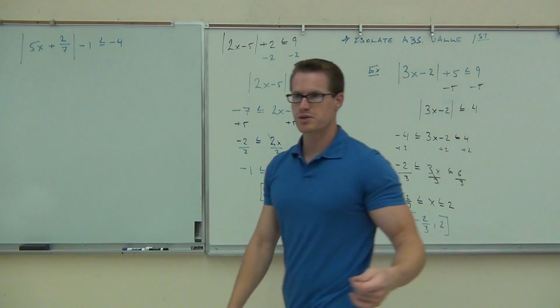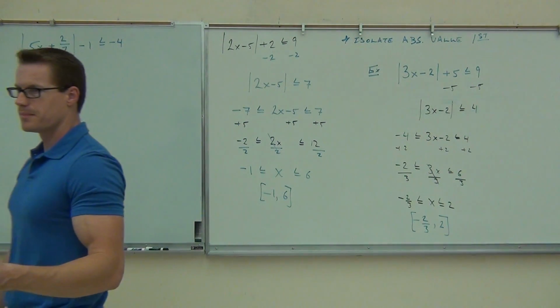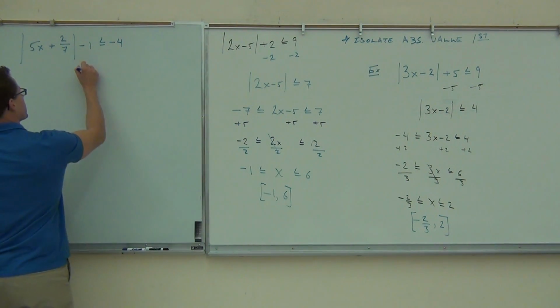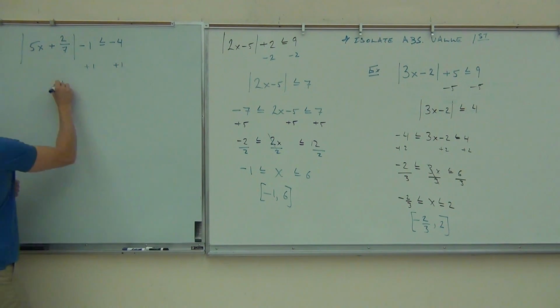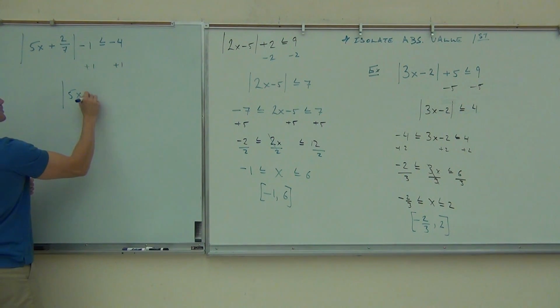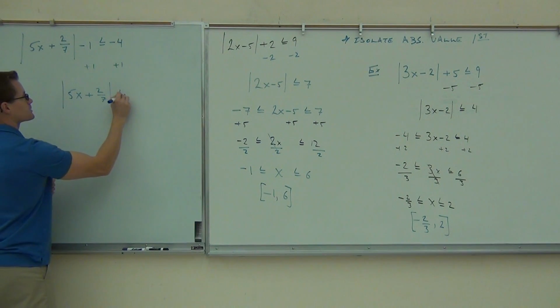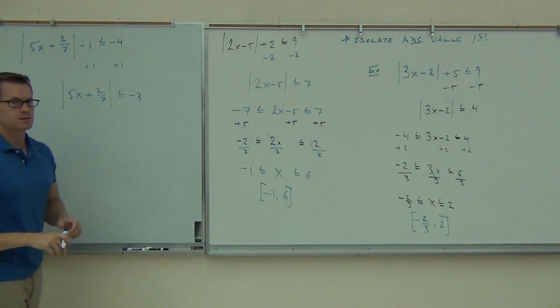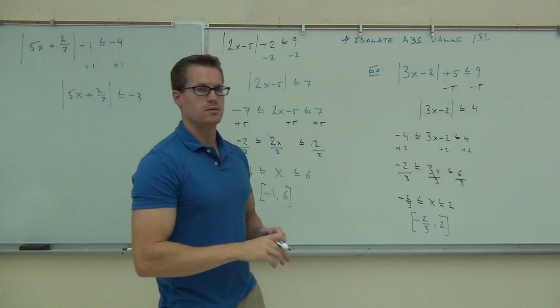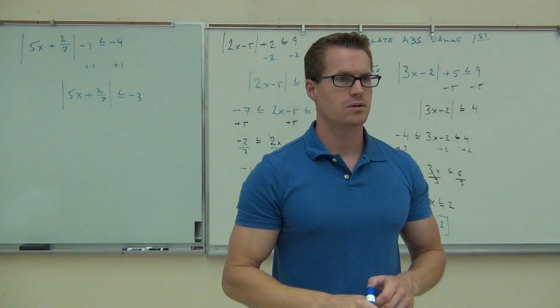Okay, folks, we should be pros at this. What's the first thing we're going to do on this problem? Add 1. Okay, so we'll do that. Add 1, add 1. Absolute value of 5x plus 2/7 less than or equal to -3. No solution. No solution.